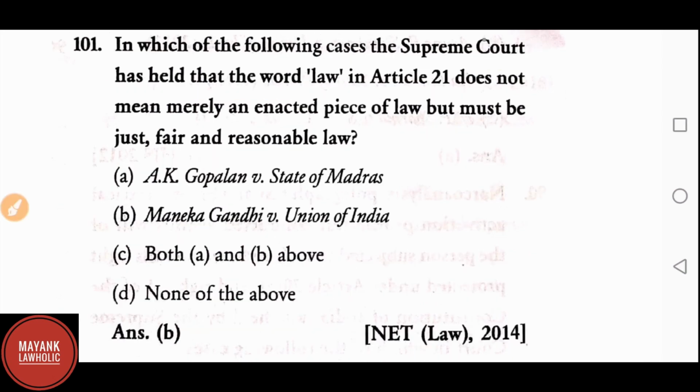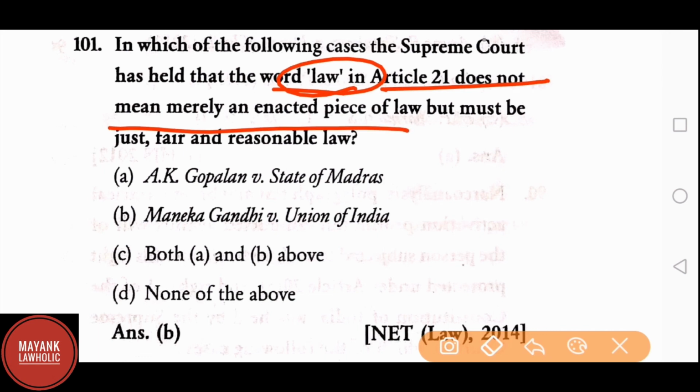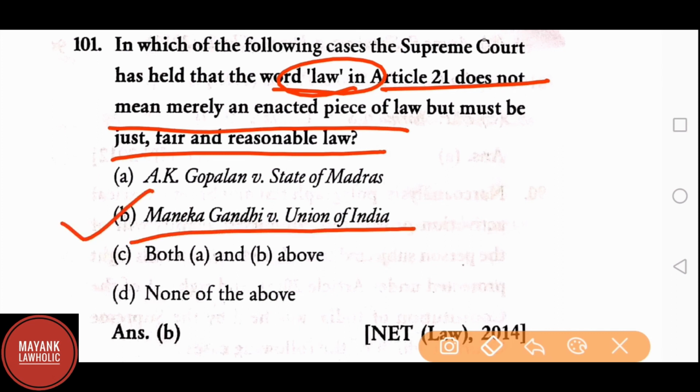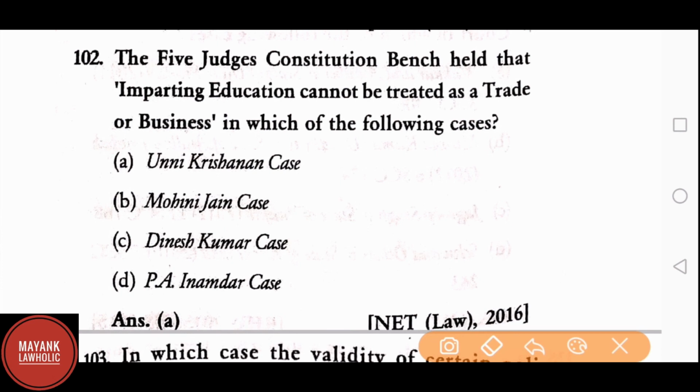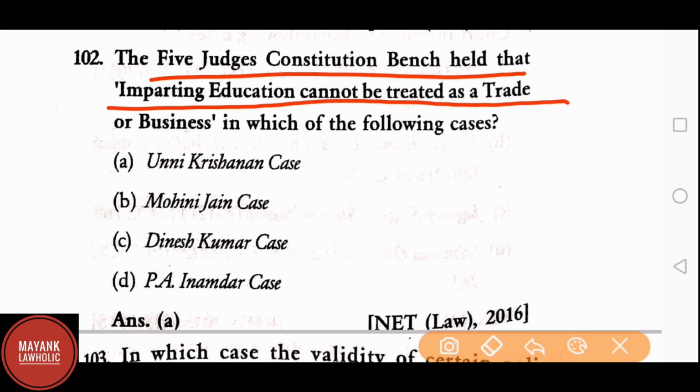In which of the following cases did the Supreme Court hold that the word law in Article 21 does not mean merely an enacted piece of law but must be just, fair and reasonable law? This was held in the case of Maneka Gandhi versus Union of India. Question number 102. The 5 judges Constitution bench held that imparting education cannot be treated as a trade or business. In which of the following cases was it held? A.